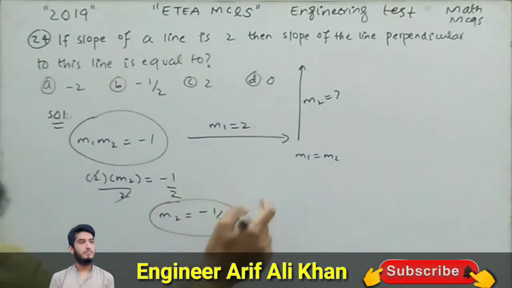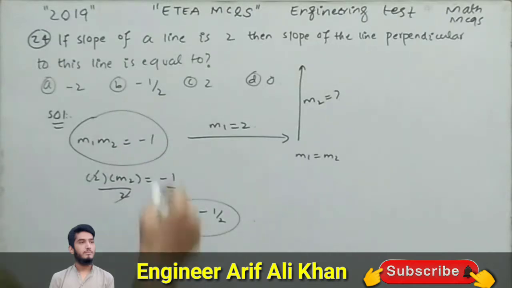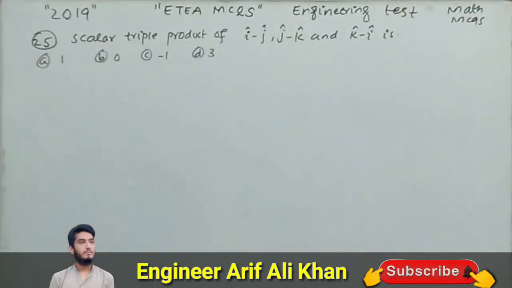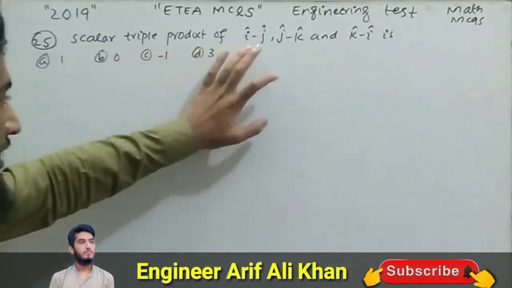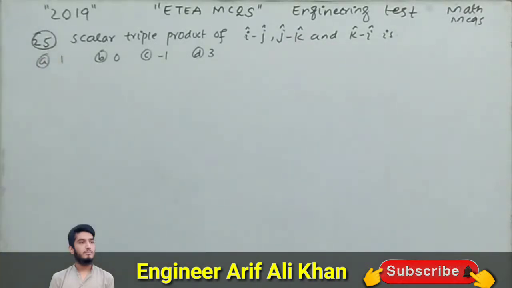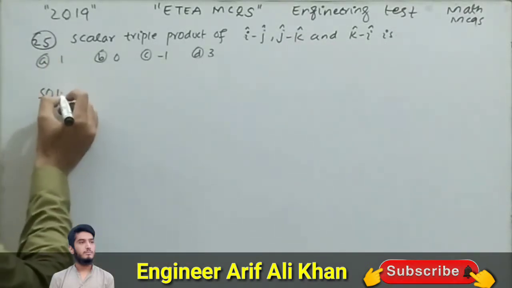It means the slope of this line is -1/2. So the correct option for this MCQ is option B. Now move to the next MCQ, MCQ number 25. It tells that the scalar triple product of i minus j, j minus k and k minus i is... So move to the solution of this MCQ number 25.